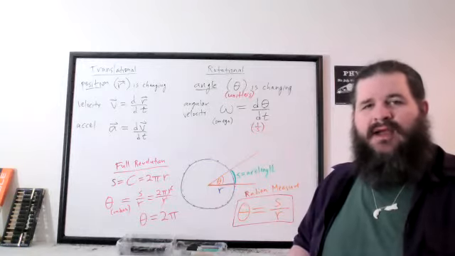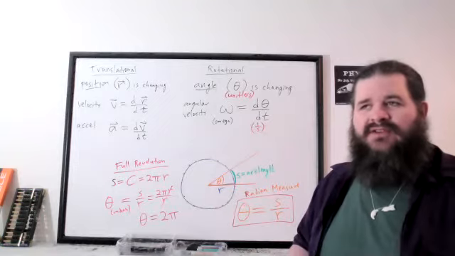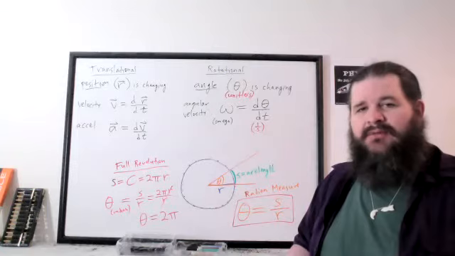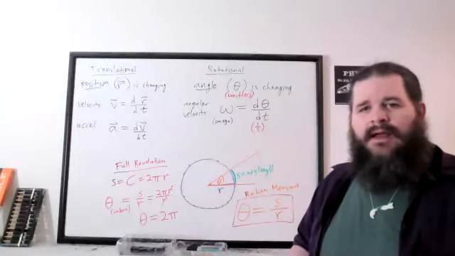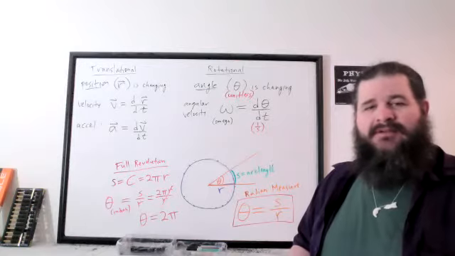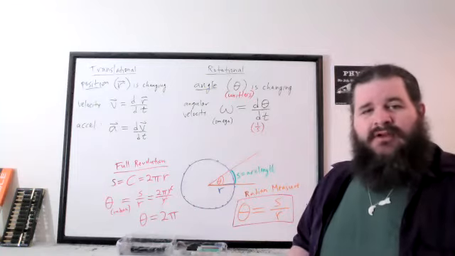360 is just used by convention partly because it has a lot of easy whole number divisors. You can easily divide it by 4, by 6, by 5, by 3, by 12. And also partly because the ancient Babylonian mathematicians really liked multiples of 60. But there's nothing particularly special about 360 degrees.